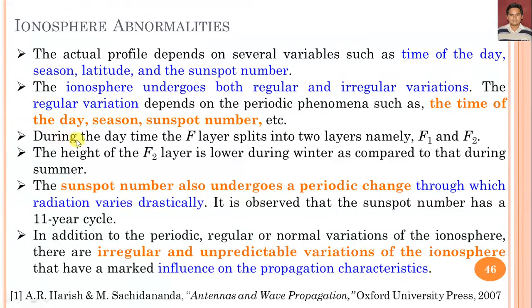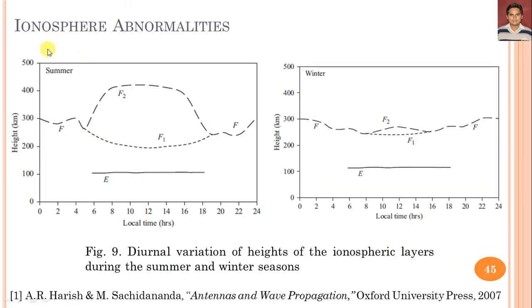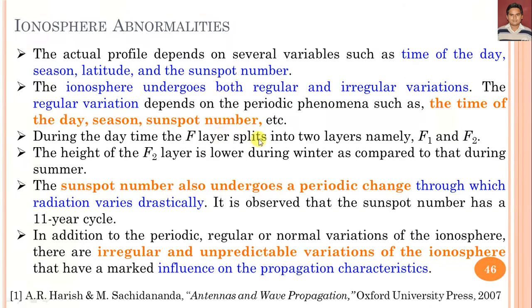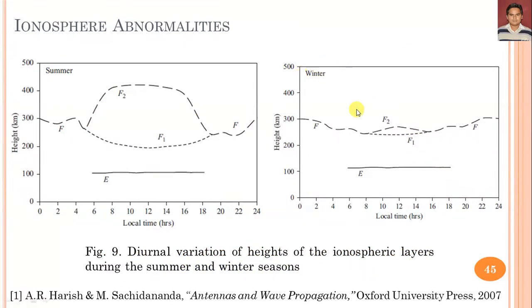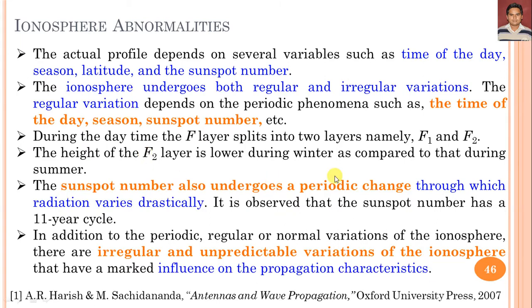As we have discussed in this figure, this is the summer and this is the winter, and it always occurs during some specific period. Sometimes we can say that in the winter and in the summer it has around 6 months of variation. During the daytime, the layer is split into two layers, namely F1 and F2. I mean F layer. The height of the F2 layer is lower during winter as compared to summer. So here you can see, in the winter season it is low and in the summer season it is high.